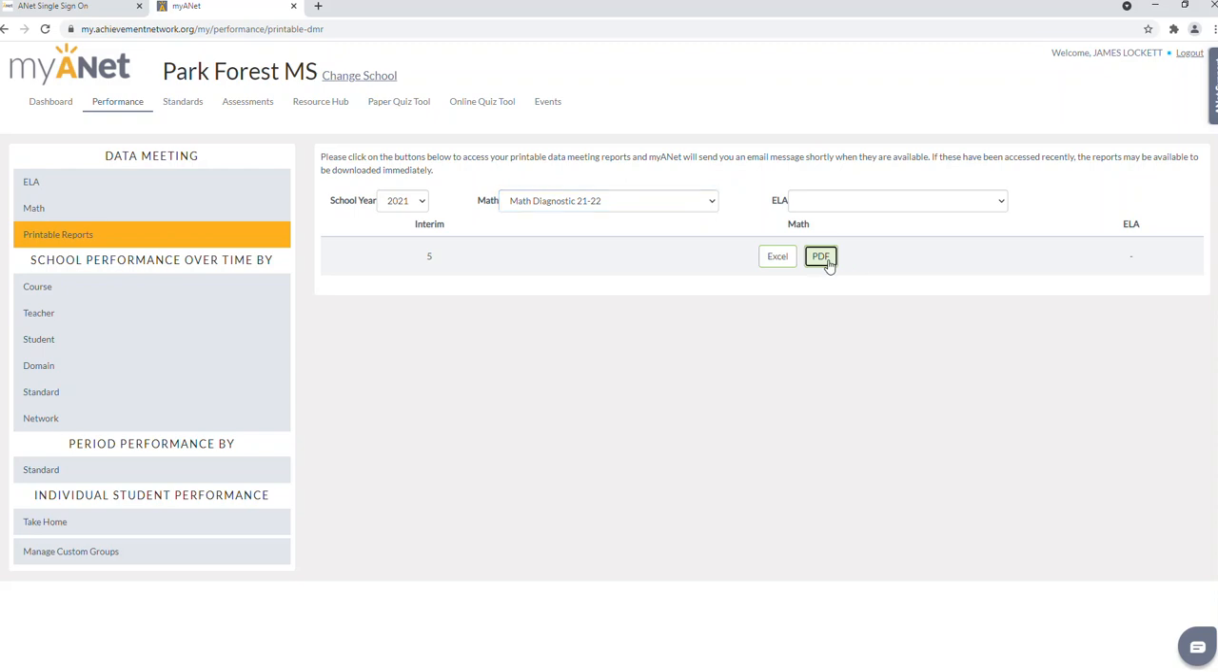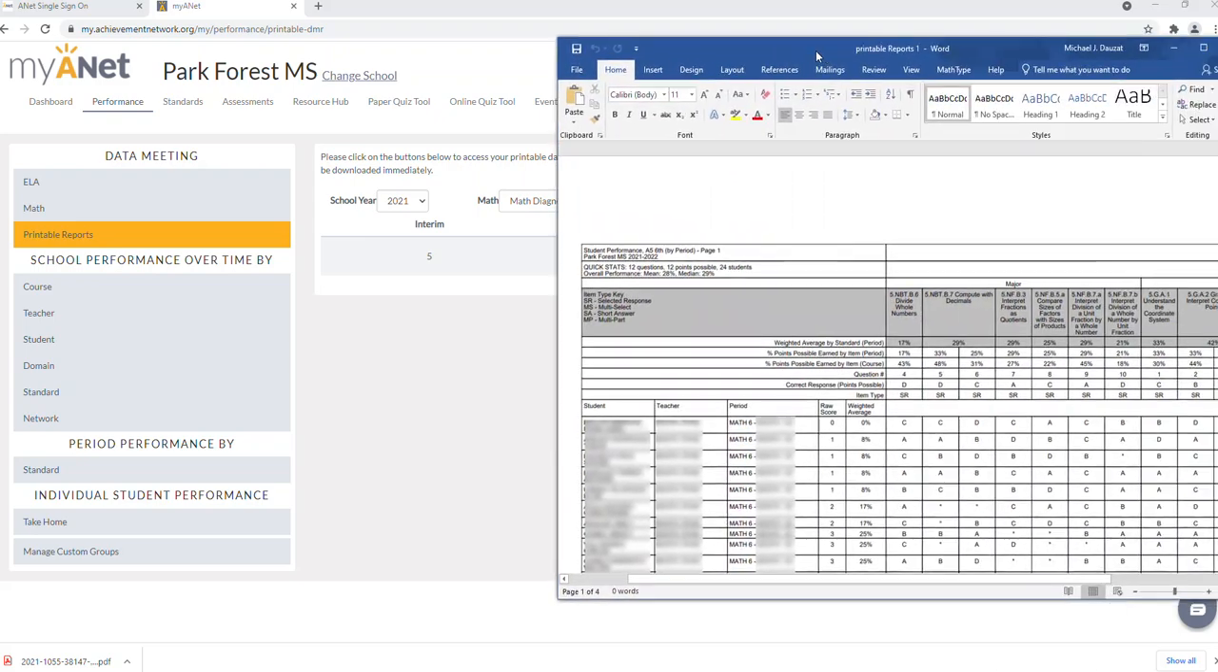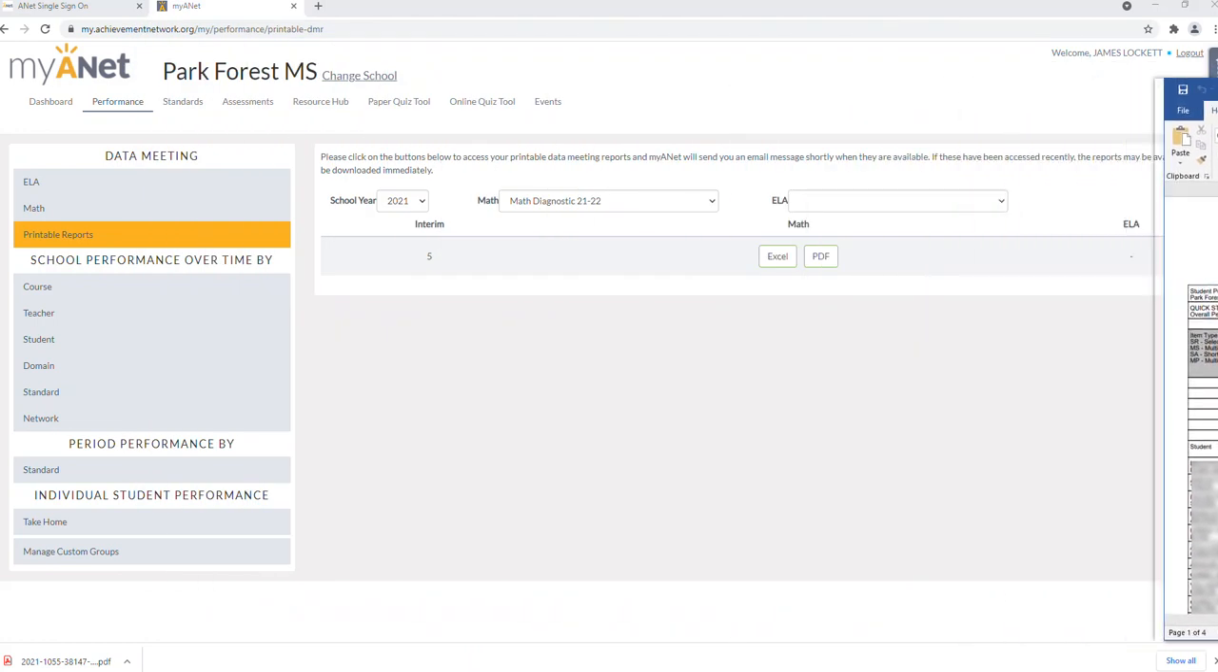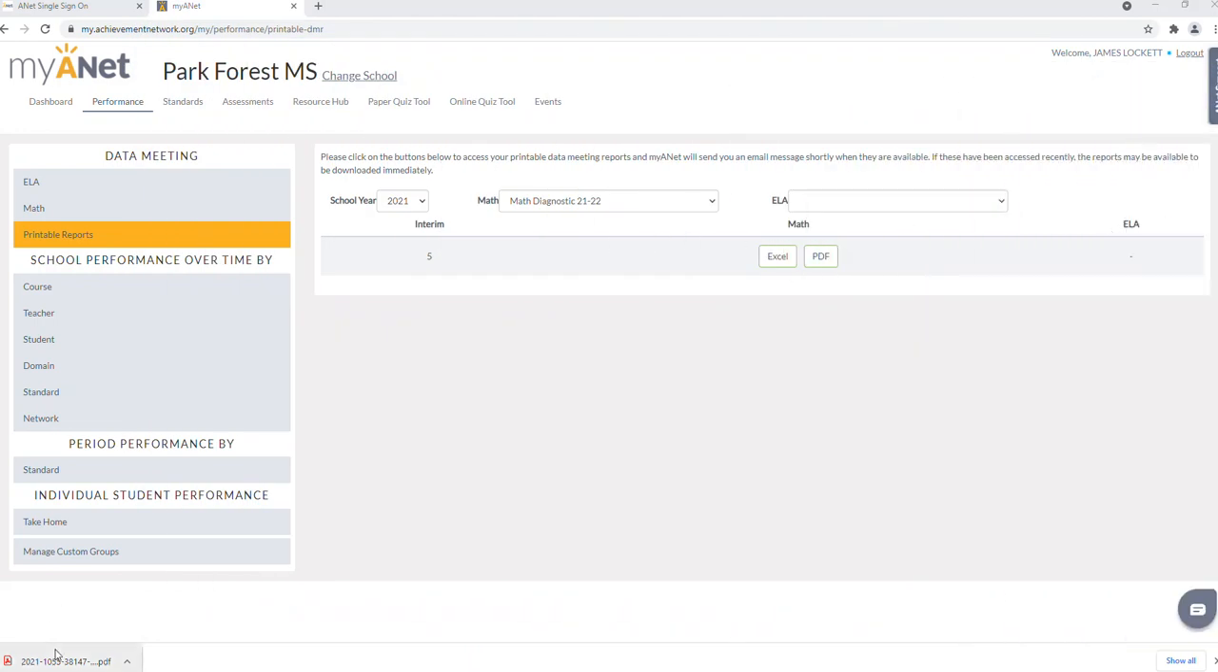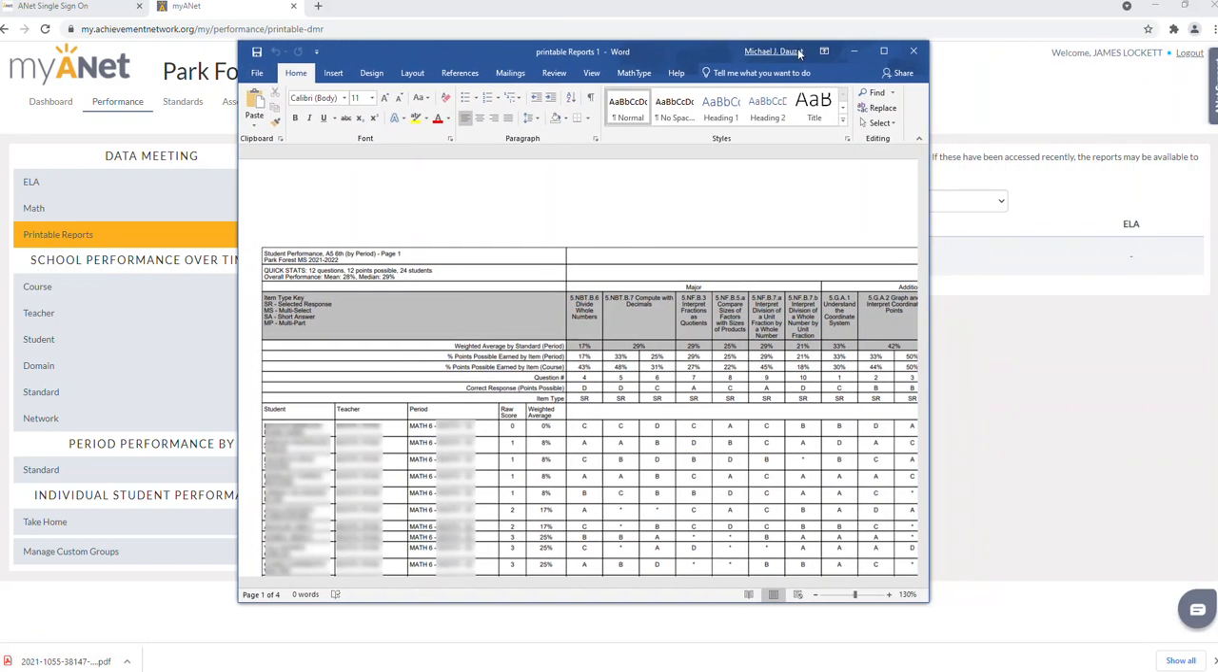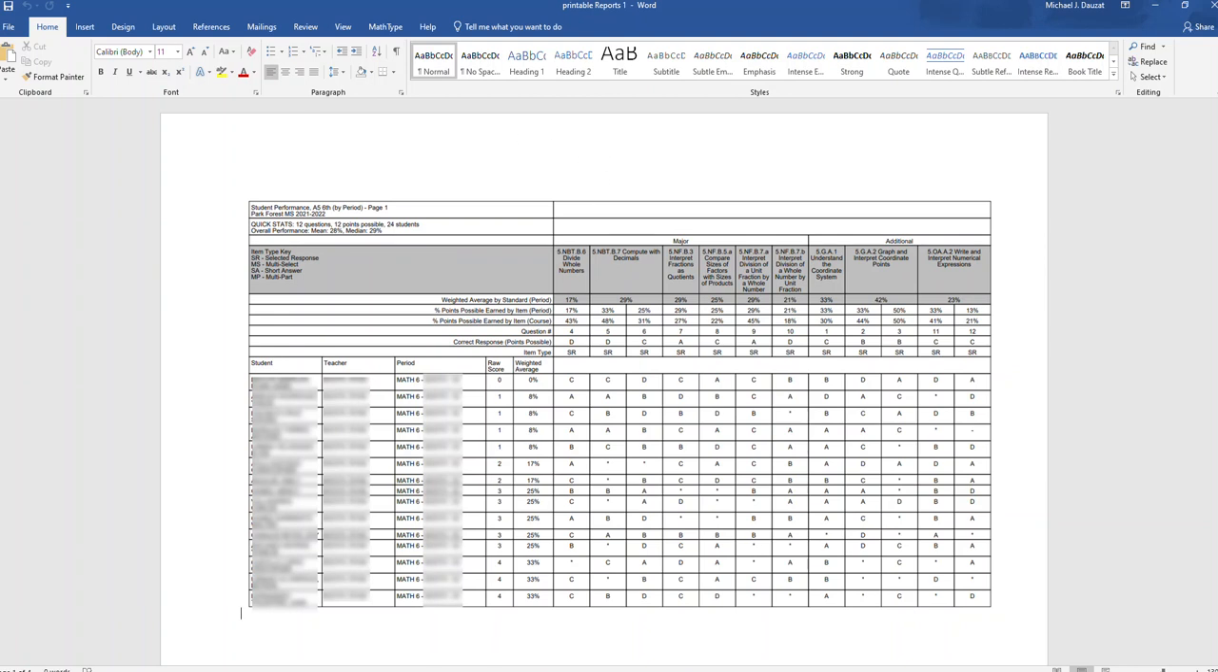Click on PDF, and then it downloads at the bottom right here. It downloads the PDF file. Now, when you open it, your student's information will be listed. So I am going to open this. I'm going to pull it over. When you click PDF and it opens down here, this is what you're going to get. Let me expand it a little bit bigger.